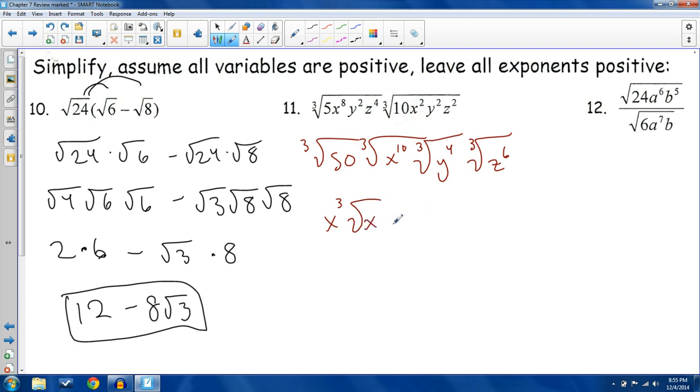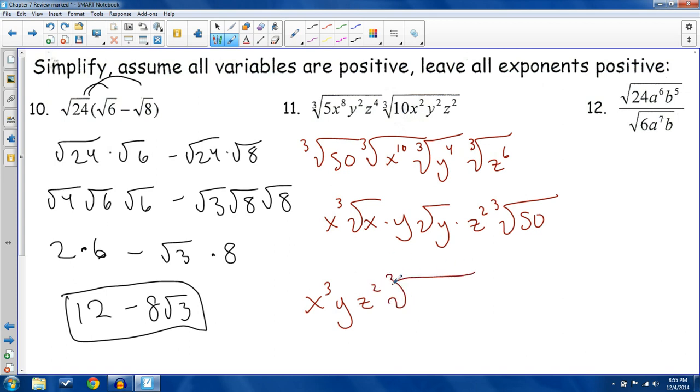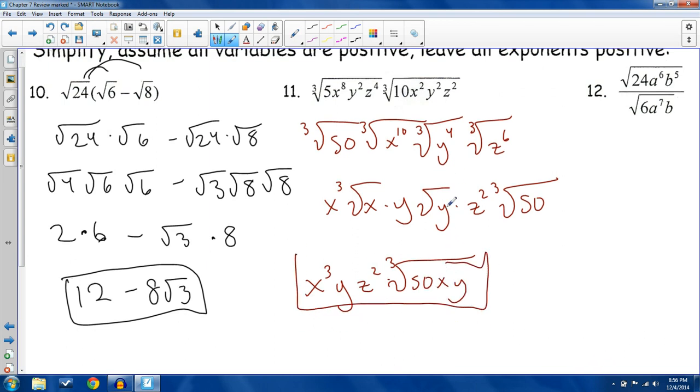4 divided by 3 is 1 remainder 1. And 6 divided by 3 is 2. And then you have that cube root of 50 also hanging out here. Okay, x cubed y z squared sits on the outside. And then on the inside sits a cube root of 50 x y. Whoops. There we go. Glad you could follow along there.